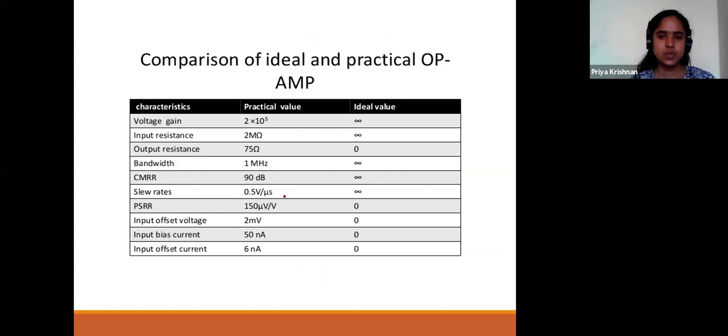This table gives you a simple comparison between the practical values and the ideal values of op-amp. Let us concentrate on 2-3 points here. For the voltage gain, AOL, practical is 2 into 10 power 5 and ideal is infinite. Input resistance is very high practically, and infinite ideally. Ideal is not at all possible, so we have to take only the practical values, and these practical values will also vary based on the manufacturers and the different configurations.